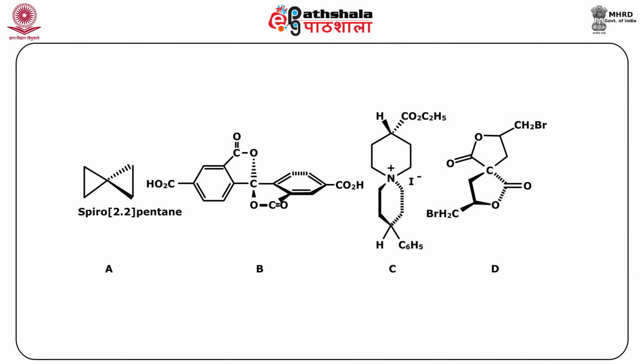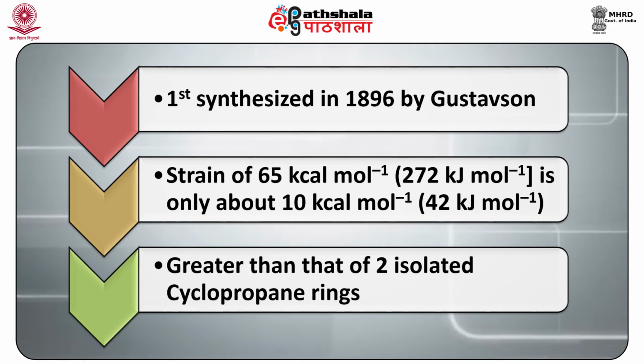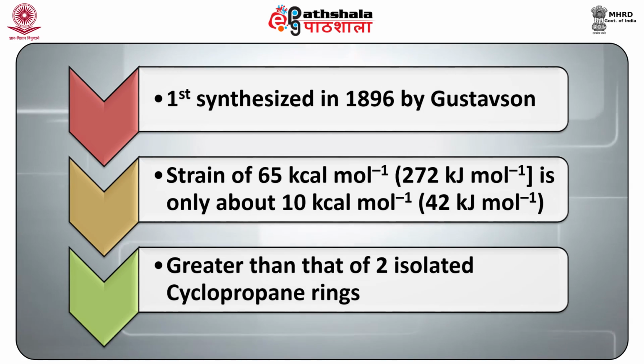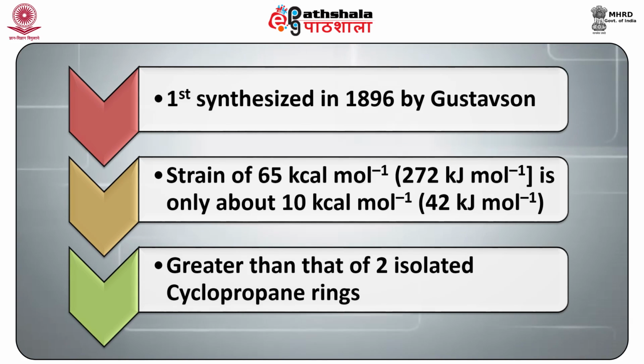The most strained saturated spirane, the spiropentane as shown in this figure A, was apparently first synthesized in 1896 by Gustavson, although it was not then recognized as such. Its strain of 65 kilocalories per mole or 272 kilojoules per mole is only about 10 kilocalories per mole greater than that of the isolated cyclopropyl rings.